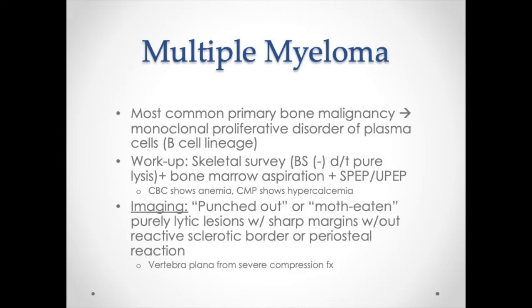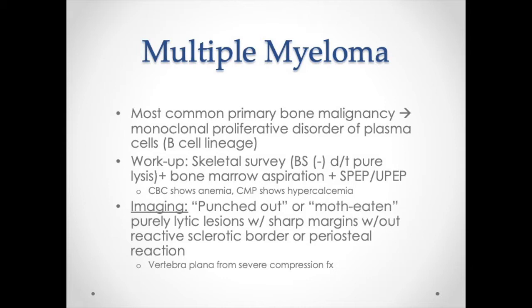It is the most common primary bone malignancy, and it's a monoclonal proliferation disorder of plasma cells, which are a B-cell lineage. Workup typically includes a skeletal survey, and that's because bone scan is usually negative because it's a purely lytic response in the bone. Bone scan only will light up positive when there is an osteoblastic or reparative response as a result of the underlying disease process, because the technetium is specific to osteoblasts. When it's pure osteoclastic activity or tumor activity, it will not light up, and so you may get a false negative bone scan with this particular disorder.